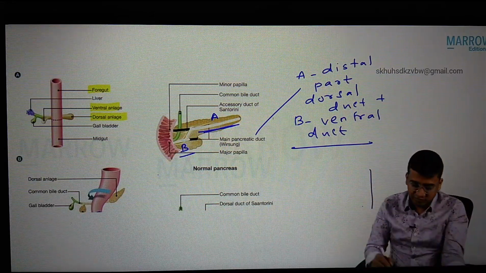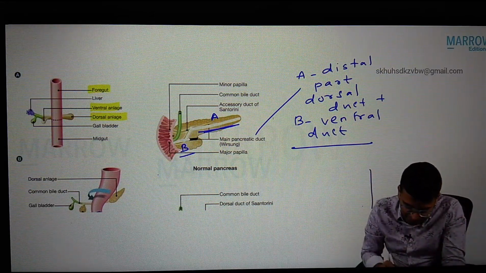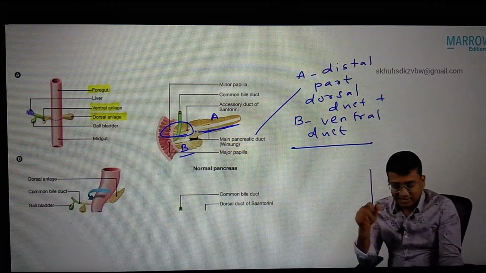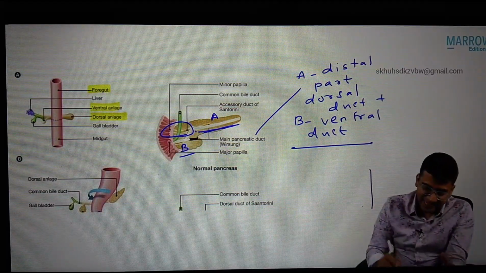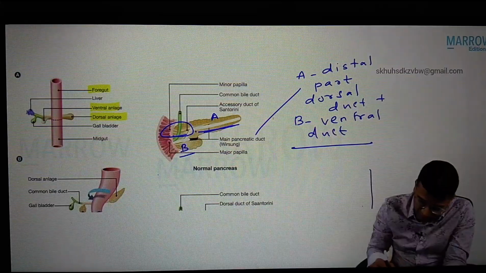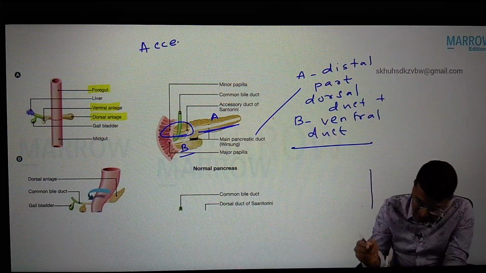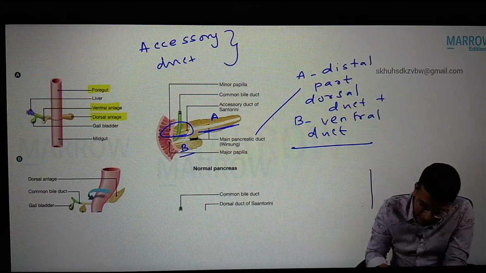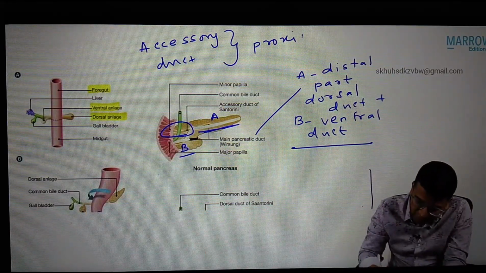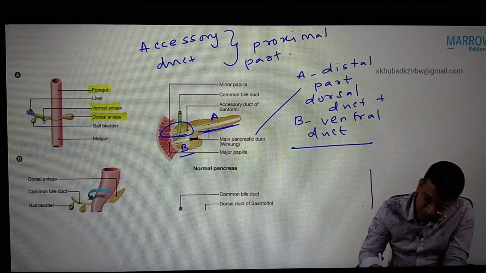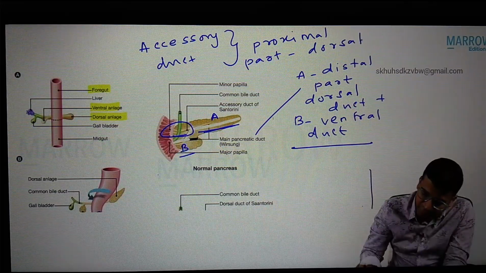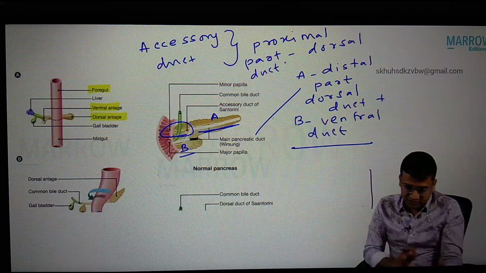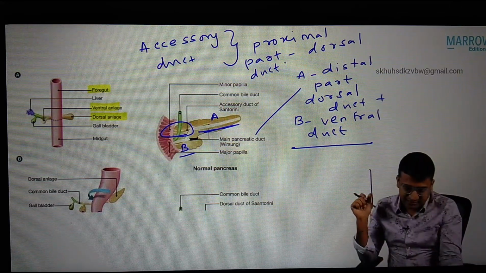Now what is left? Only the proximal part, this part. The proximal part of the dorsal duct is left and that will form the accessory duct. So the accessory pancreatic duct is derived from the proximal part of dorsal duct. Okay, right. So that is about the duct system development.